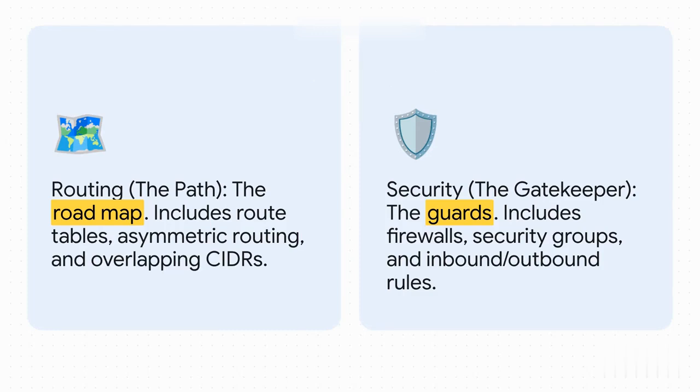On the left, you've got routing. That's the roadmap. This covers your route tables, the risk of something called asymmetric routing, and even overlapping IP address spaces, or CIDRs, that can really confuse traffic. Then on the right, you have security. These are the gatekeepers. These are the firewalls and security groups that decide if a packet is even allowed to pass. We always investigate the map before we blame the gatekeeper.